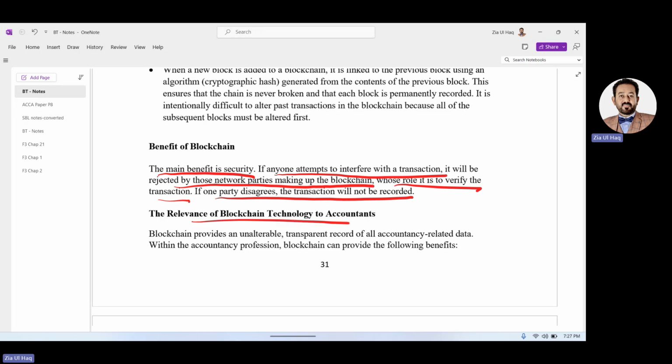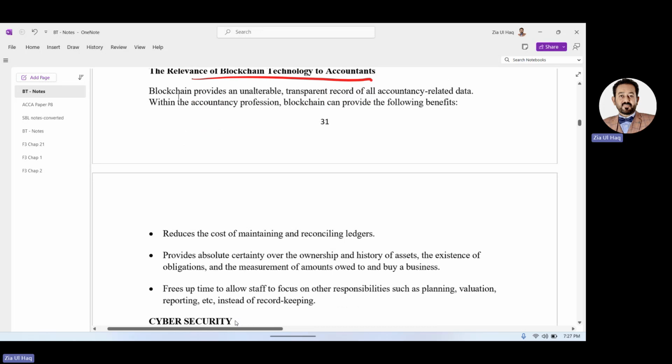The relevance of blockchain technology in accounting: nowadays, even in accounting, blockchain technology is used, especially regarding the accuracy and storage of accounting data in the system. Nowadays, different multinational companies are operating around the world. One branch's data is processed in the head office on a daily basis. So they are using blockchain technology so that data cannot be altered afterwards by any unauthorized employee. So blockchain provides an unalterable, transparent record of all accountancy-related data within the accountancy profession.